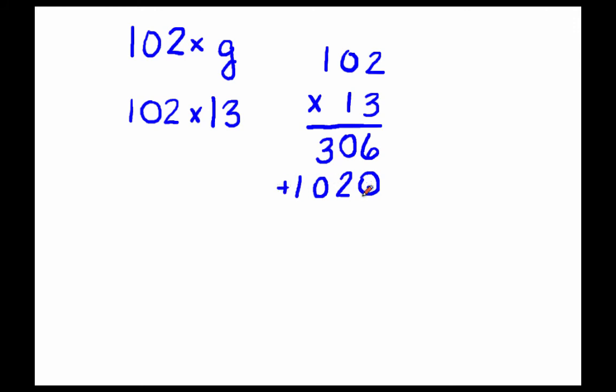And we add up our partial products. 6 plus 0 is 6. 0 plus 2 is 2. 3 plus 0 is 3. And 1 plus 0 is 1. That means, ooh, that's a big number. Our friend Lawrence is going to spend $1,326 to buy him and his 12 other friends Steelers tickets.